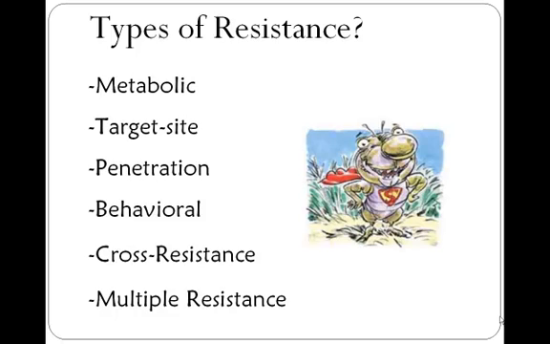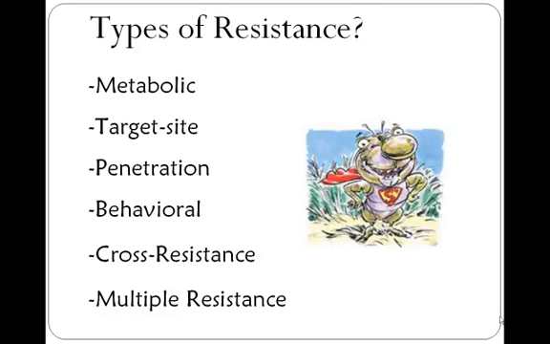Target site. The chemicals are binding to sites in the insect's body, and it's kind of like a lock and key. So you have this lock inside the insect's body, and the key would be the pesticide, and it fits in there, and it keeps that site from doing what it's supposed to do to keep the insect alive. But over time, if you keep using the same thing, the insect's body can change the shape of that lock, and then the pesticide no longer fits. So that's target site.